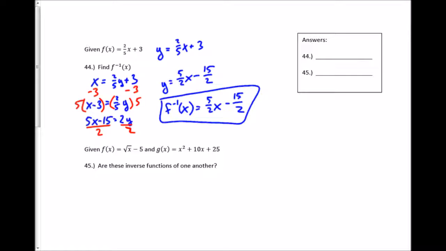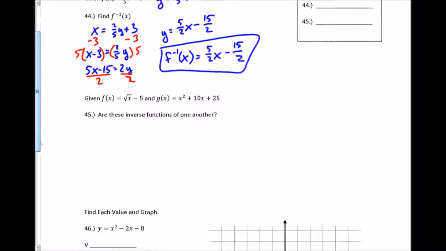Okay? For this one, I want to know if these are inverses of one another. So I can do my composition test. So I'm going to do f of g of x, and then I'll do g of f of x. And really, I'm looking to see if I get an x each time when I plug one into the other. Okay? So I do the first one here. I'm plugging the f of g of x, which is this guy, which means I'm plugging this entire trinomial into my f of x function.